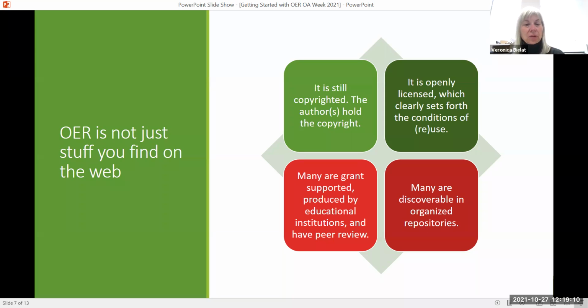Many open educational resource projects, especially open textbook projects, are grant supported by public institutions, and they are produced by educational institutions, and they have a peer review process or peer editing process incorporated into that publication. And many of these open educational resources are discoverable in organized repositories. And that's really important because from an instructor perspective, it can be challenging to try to find a resource that meets your criteria. And so these organized repositories make searching for them much easier.